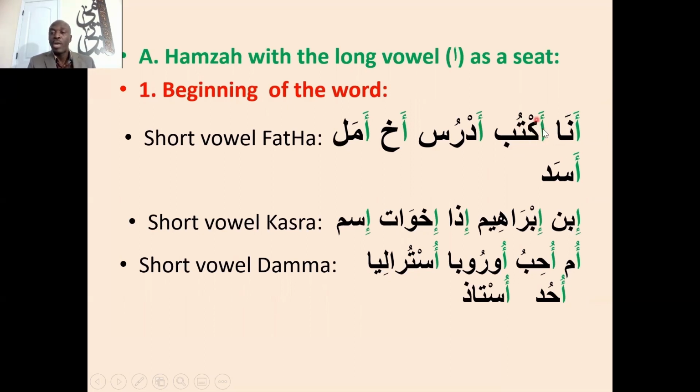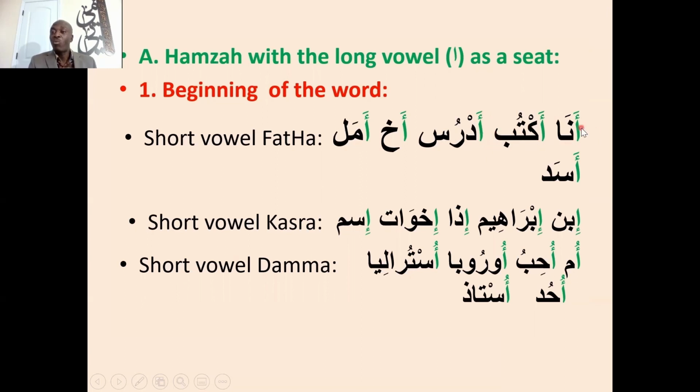Aktub, so we put the Hamza on the Alif and we put the Fatha. Aktub is I write, like to write something. Adrus, so darasa is to study. Adrus is I study or I am studying. So in adrus, the Hamza had the Fatha and the seat is Alif.